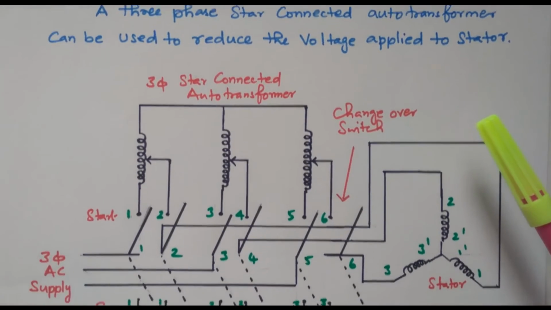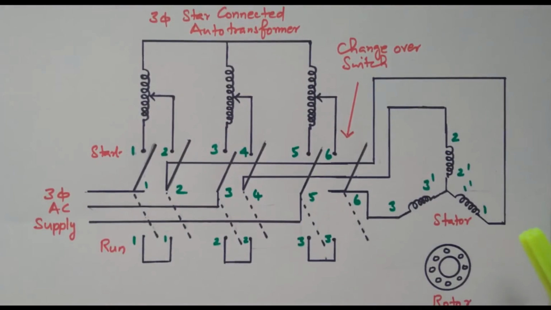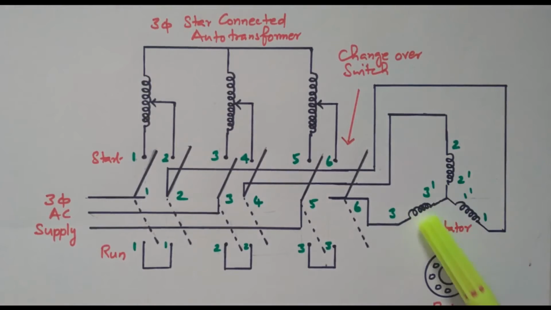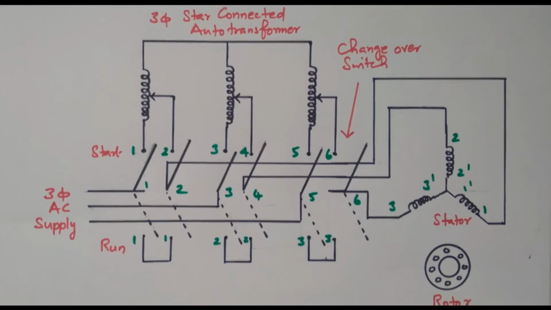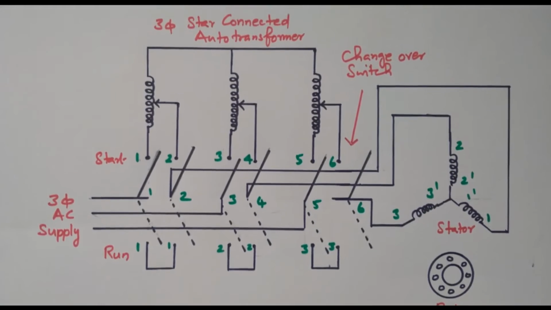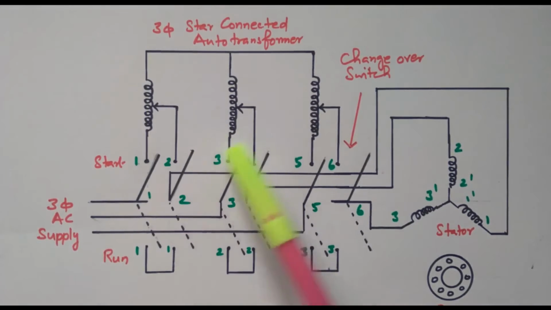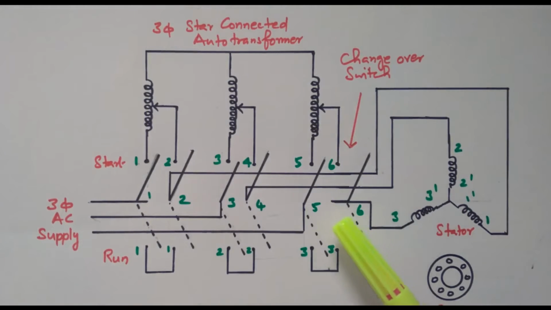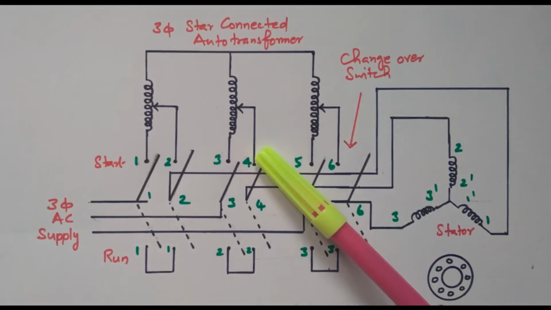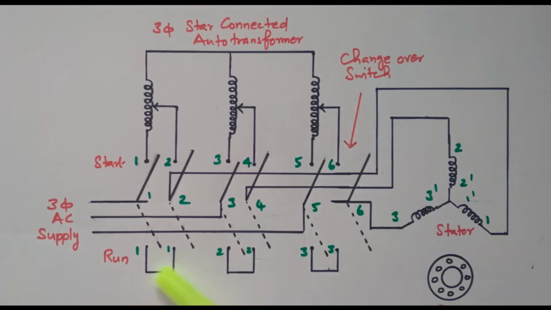I will go to the diagram. So this is a 3-phase induction motor. It has a stator, and the rotor is here. Here we have the star connected auto transformer, and a changeover switch. One side of the changeover switch is connected to the auto transformer, which is called the start position, and the other side is the run position.